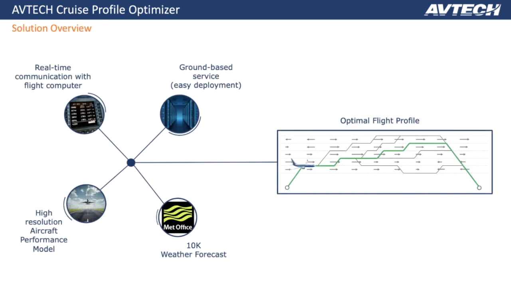So the AVTECH solution for this is to, in real time, communicate with the flight computer over data link, retrieving aircraft weight, active route, cruise level, and cost index, combining this with an accurate aircraft performance model from manufacturer performance data, and dividing the flight into small steps using the great 10K weather forecast we have from ATOFIS, and to, on the ground, in a ground-based system, calculate the true cost optimal cruise profile based on up-to-date and highly accurate winds and temperatures for all levels.